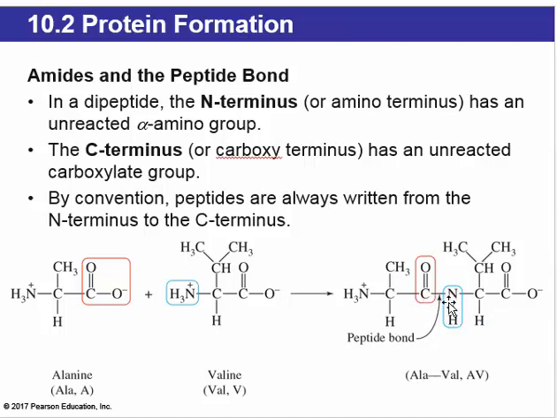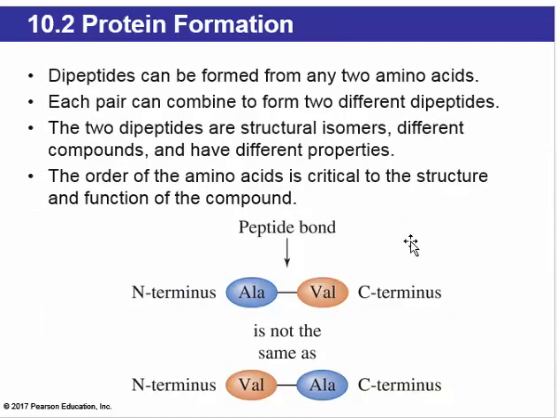Also want to point out this amide functionality, or this peptide bond, where we have the carbonyl carbon bonded to the nitrogen. That carbonyl carbon came from the carboxylate group of alanine, and this nitrogen in the amide group, or the peptide bond, came from the protonated amine of valine. Dipeptides can be formed from any two amino acids, and they're the smallest type of peptide.